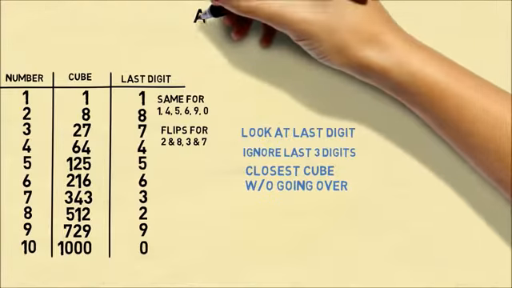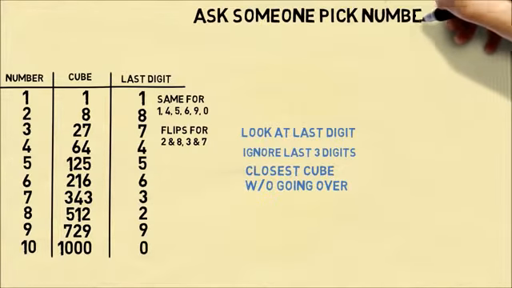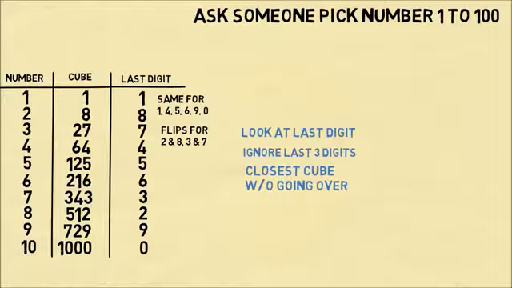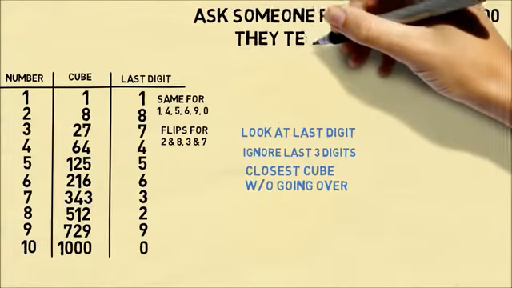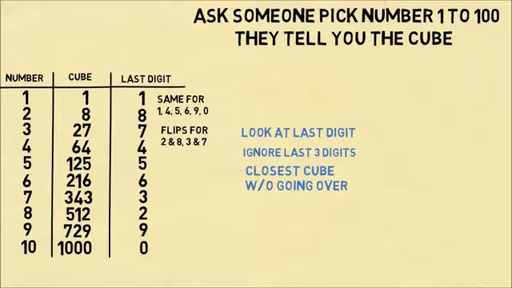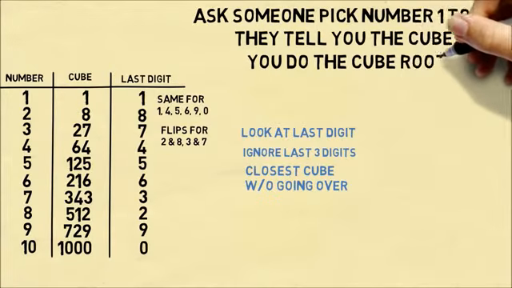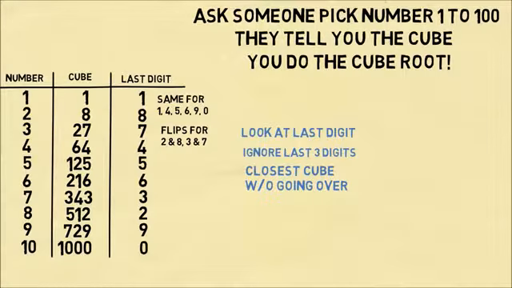So why would this ever be useful? So here's a trick you can do. Ask someone to pick a number from 1 to 100 and just think about it secretly. Don't have them tell you the number. Have them cube the number on a calculator. And once they cube the number, they tell you the cube, and you instantly can tell them the cube root by using this table and using the trick.